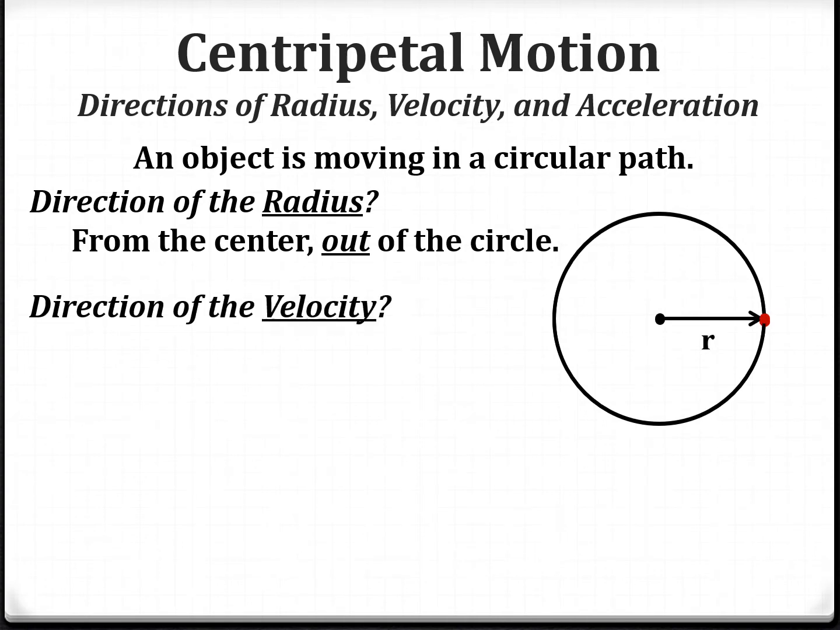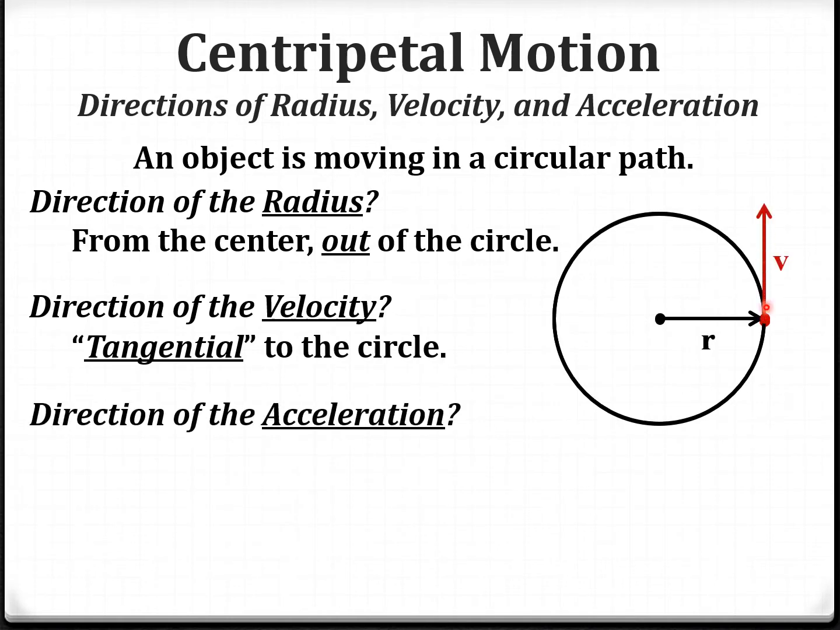Now, what about the velocity? What direction is the velocity? If you were to hold something and move around in a circle, and you let go of it, it looks like it moves away from you. But in fact, it doesn't really move away from you. The reason it appears to is because it actually goes tangent to the circle. It actually goes this direction.